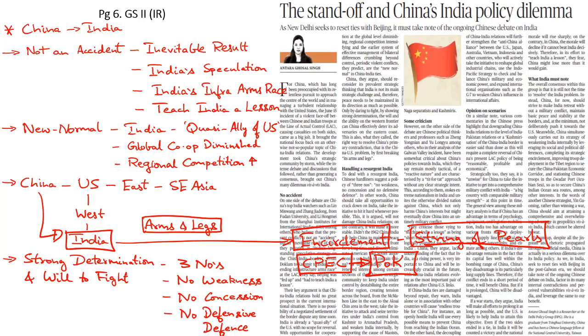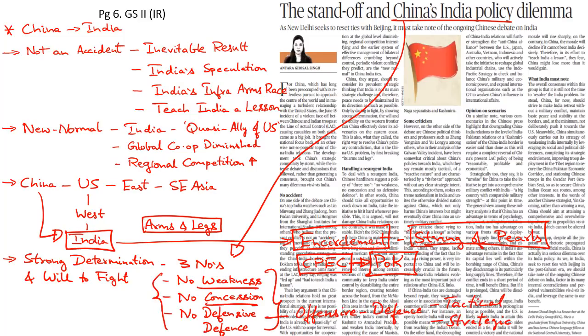So the entirety of China's India policy is based on these 3 no's. That is, not to show any weakness, not to give any concessions to India, and to adopt an offensive defense in order to defend its tactical and strategic interests.